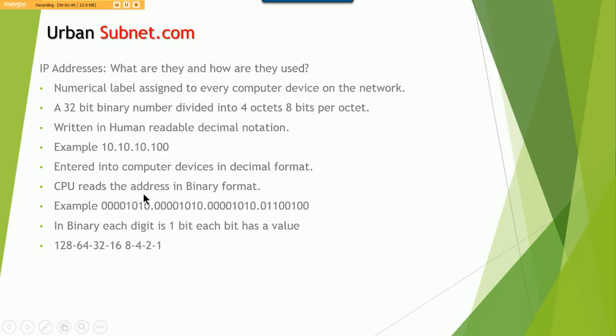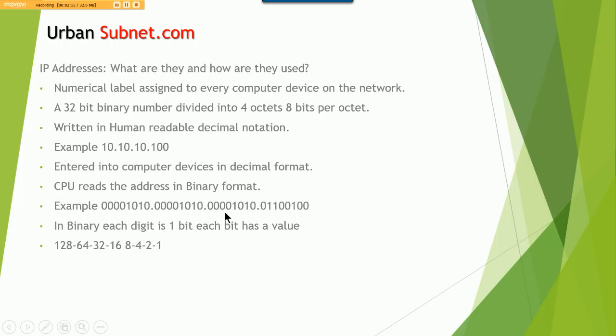Now the CPU reads the address in the binary format. So the CPU reads the zeros and the ones, which is the binary numbering system, has 2 digits, 0 and 1. So the computer would see the binary version of 10.10.10.100, and this is how it reads the same address that we have here. We use the decimal system, which has 10 digits, 0 through 9, and the computer uses the binary system, which has 2 digits, 0 and 1.